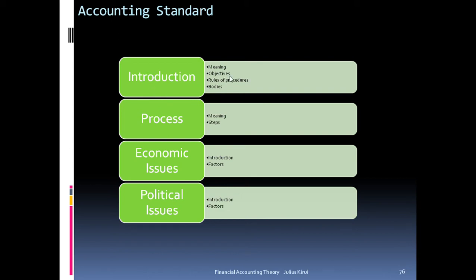We look at the introduction, the meaning, objectives, rules of procedures, then the bodies. Then later we move to the process of standard setting, which is the meaning, then the steps followed, then economic issues. We have introduction and factors. Then we have political issues, where again we look at the introduction and the factors of political issues. Mainly, this now wraps up our critical area as far as financial accounting theory is concerned.